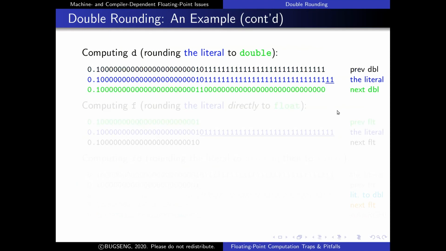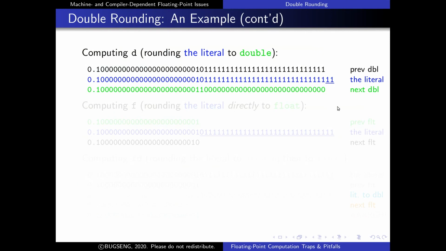And how will it round it? The previous double is this one in black, the next double is the one in green, and the next double will be chosen. Why? Because it is nearer. If you add the 1 in this position, the carry will propagate here by just adding this 1 in this position. Whereas if you want to go back, you have to subtract 1 again, subtract 1 again. So the nearest one is the green one, and this is what will be chosen.